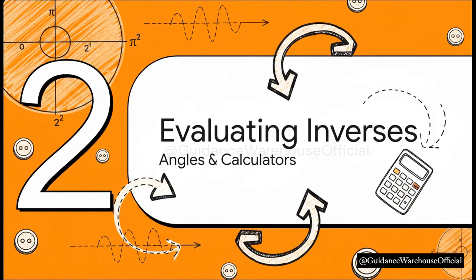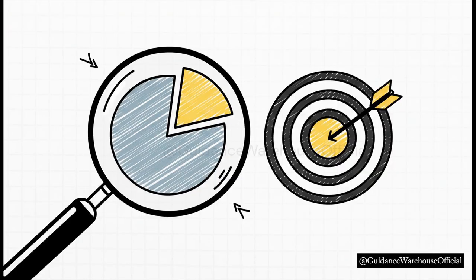Moving right along to Section 2, Special Angles and Calculators. Now that we understand the rules and boundaries of our new undo buttons, how do we actually evaluate them? We can start with the special angles you probably already know from the unit circle. If I ask you to evaluate the inverse sine of 1/2, you just have to ask your brain, what angle, strictly between -pi/2 and +pi/2, gives me a sine ratio of 1/2?